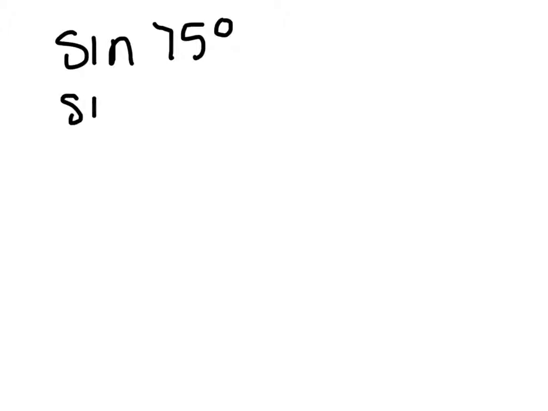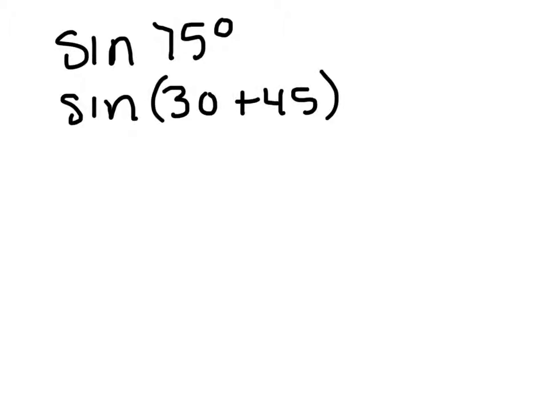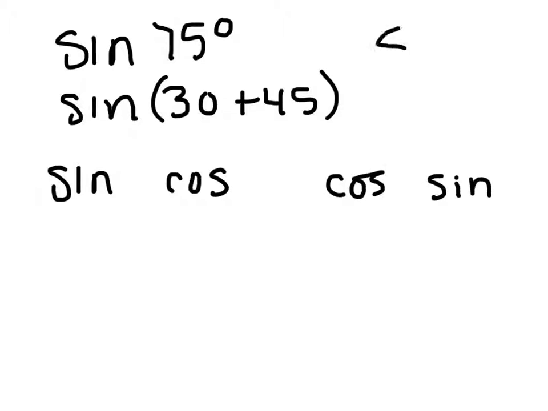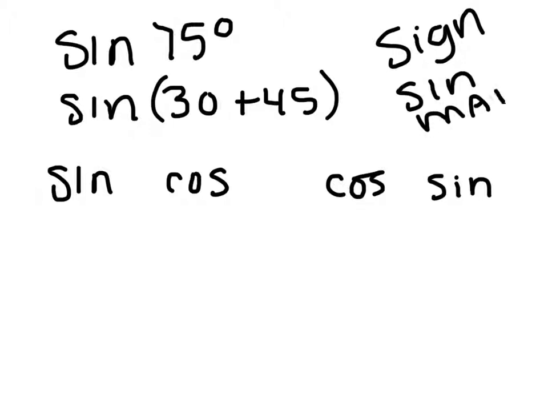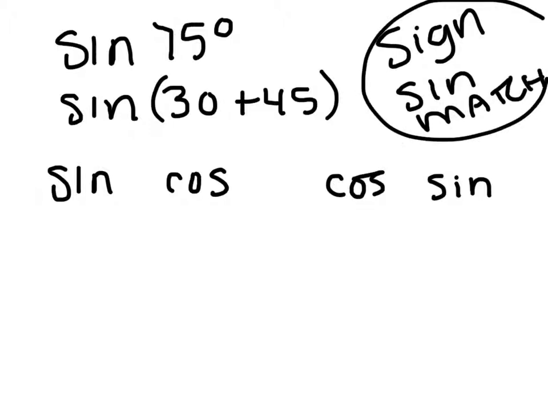Now let's look at that problem I had, sine of 75 degrees. I could break that down into sine of 30 plus 45. Now I know that sine functions go sine, cosine, cosine, sine. And when you're doing this identity for the sine function, the signs must match. The sign on the sine must match, so since there's a plus sign right here, this is going to be plus. This is 30, this is 45, and this is cosine alpha 30, sine beta 45.